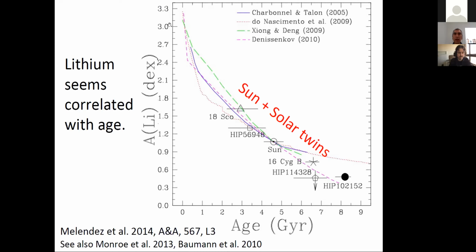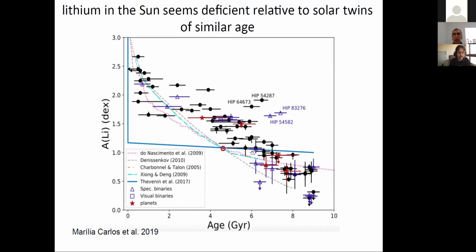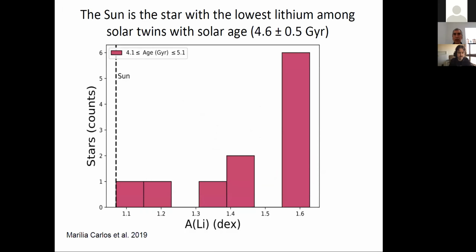Initially, we found a correlation between lithium and age, so older stars seem to deplete more lithium. And with a larger sample, we see that the Sun seems to be actually lithium poor. When we compare stars just of the same age as the Sun, plus or minus half a gigayear, the Sun is here, marked by this dashed line, the lowest star in this sample. And you can see that actually it's more typical to have much higher lithium abundance for a solar twin with a solar age.